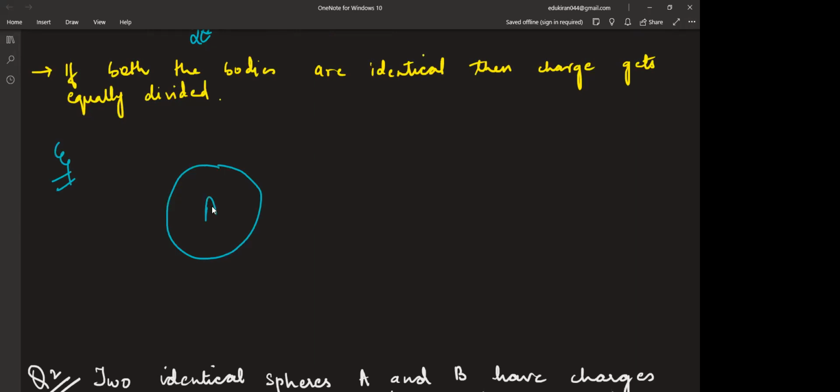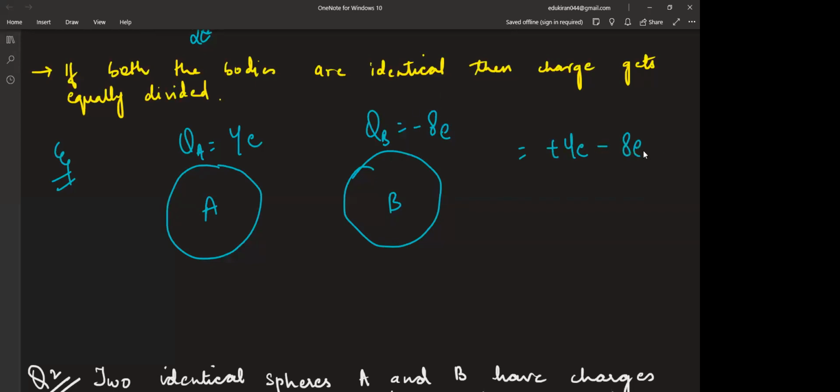Suppose this is one body A. This is one body B. Let's say in body A, the charge is 4E. Here in body B, the charge is minus 8E, because you can get negative charges also. Now what is the total charge? 4E plus minus 8E becomes minus 4E only. And how many bodies are there? 2 bodies are there, so divided by 2. So this becomes minus 4E divided by 2, that becomes minus 2E. So this will be receiving minus 2E, and this will be receiving minus 2E. Use proper signs wherever needed.